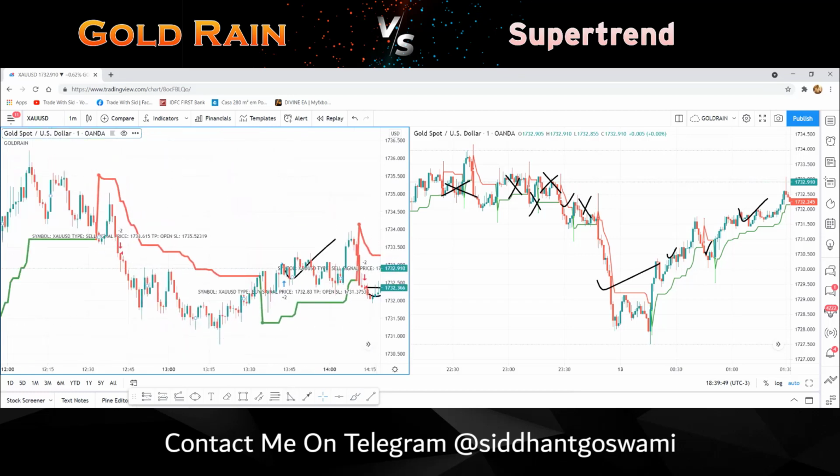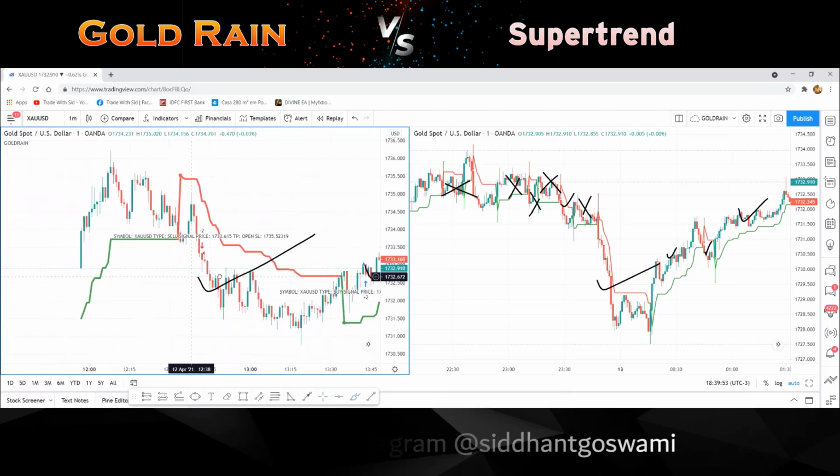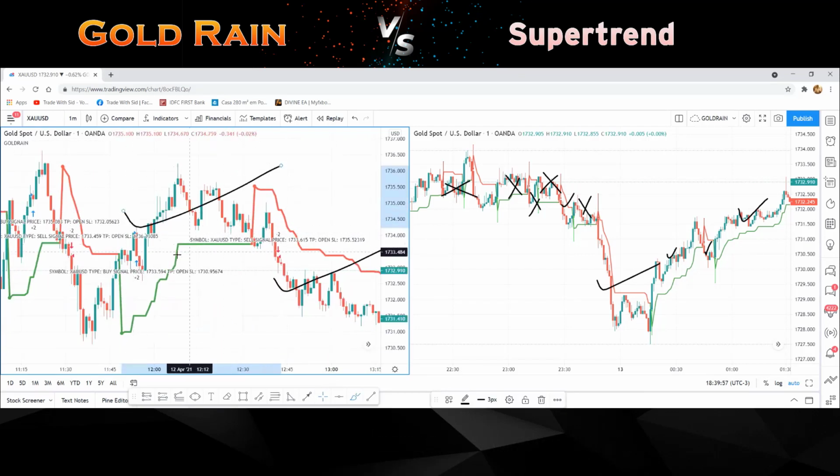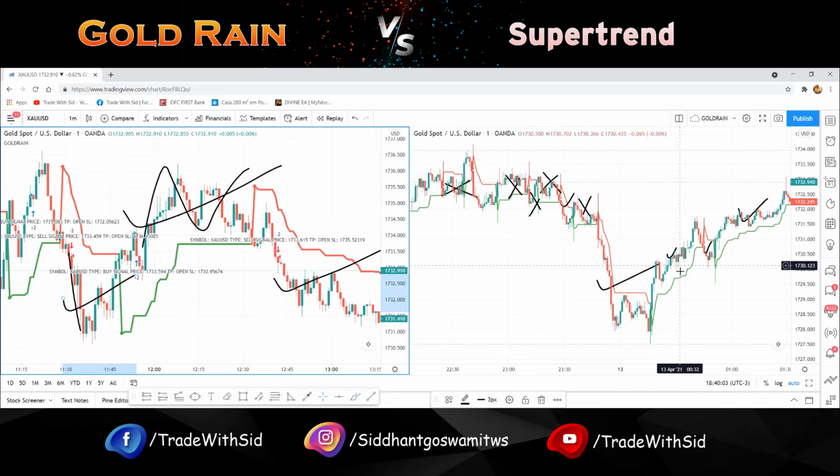Perfect sell signal. Guys, this is the difference between my indicator and a normal super trend indicator, because we have a very powerful coding. Okay. Buy signal crazy up, sell signal crazy down. And have you seen how many SL it was hitting?